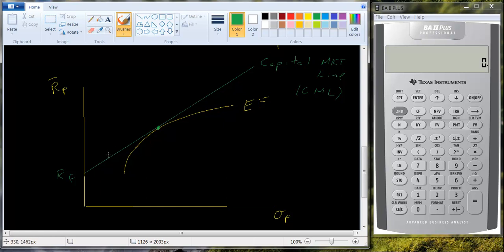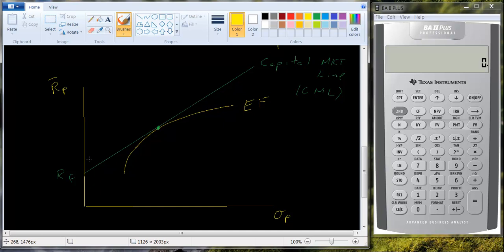Someone who's a conservative investor might have a tangency point here and choose to put some in the risk-free asset and some in this risky portfolio. Someone who's more aggressive might be out here. So let me just point that out. Let me write this out.